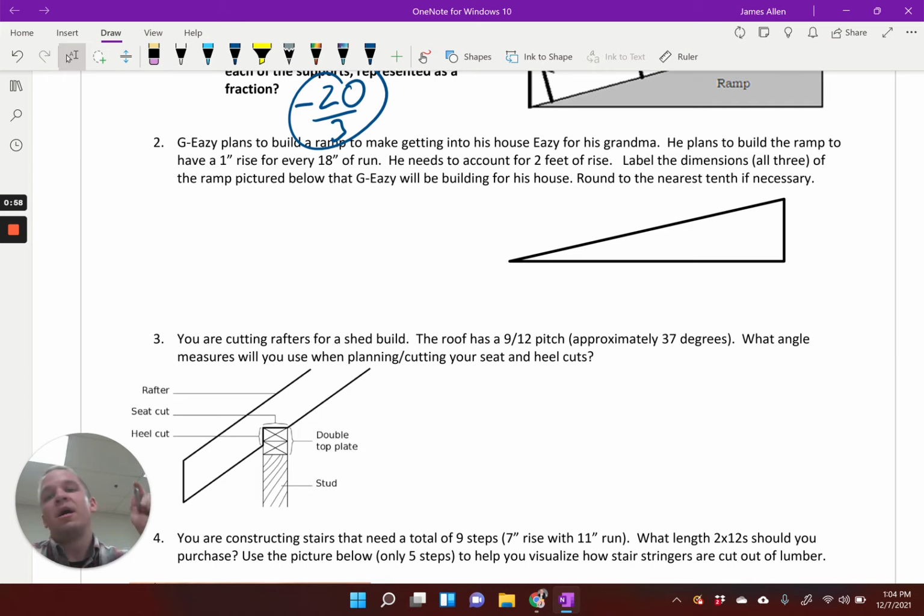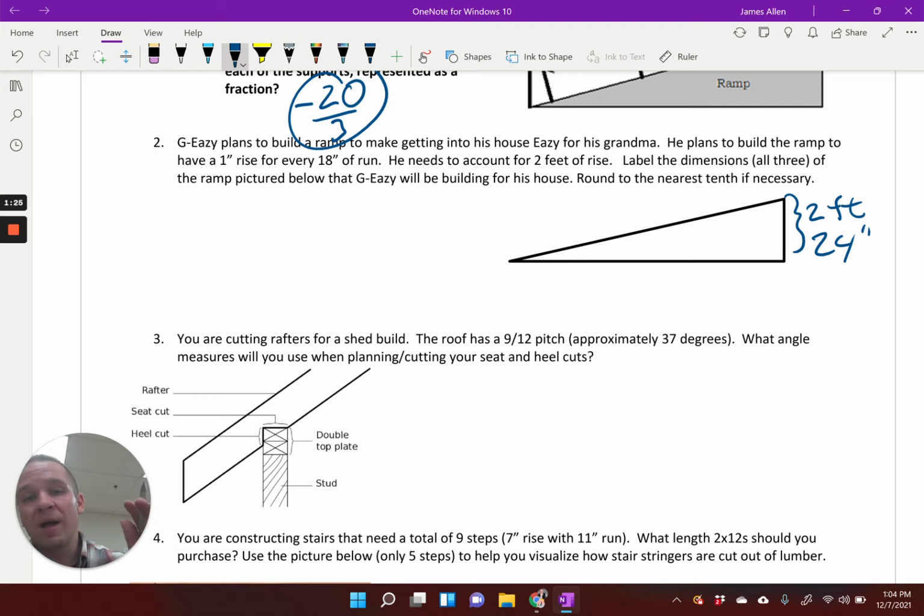It's delicious. G-Easy plans to build a ramp to make getting into his house easy for his grandma. He plans to build a ramp that will have 1 inch of rise for every 18 inches of run. He needs to account for 2 feet of rise. I'm going to jot that down. That's 2 feet, or how about 24 inches? Label the dimensions, all 3, of the ramp pictured below that G-Easy will be building for his house. Round to the nearest tenth if necessary. So we might need our TI 84 Plus.